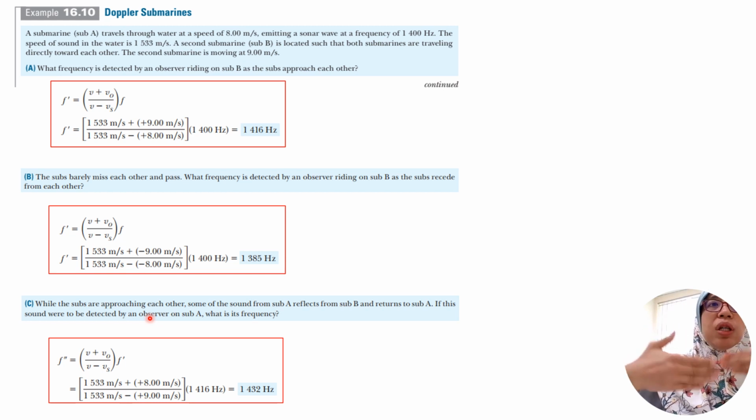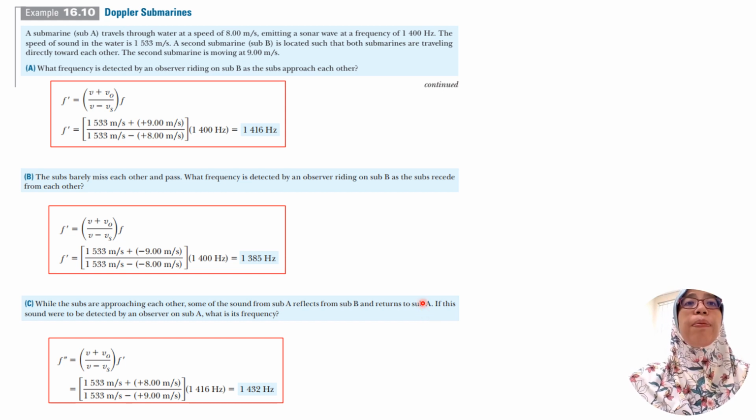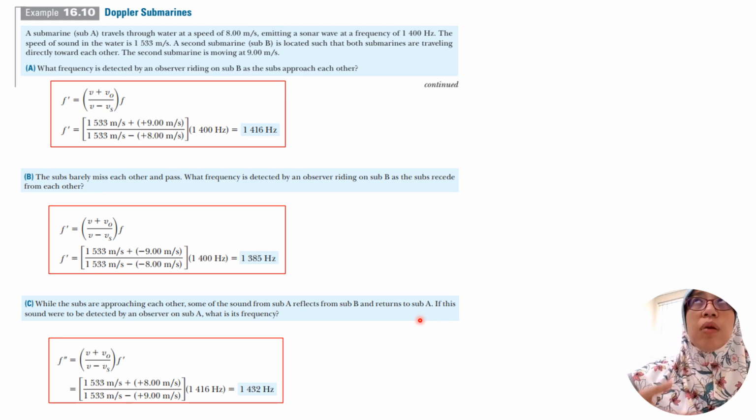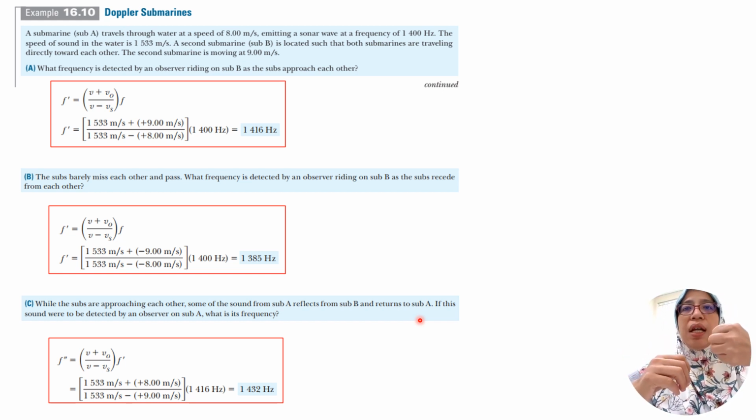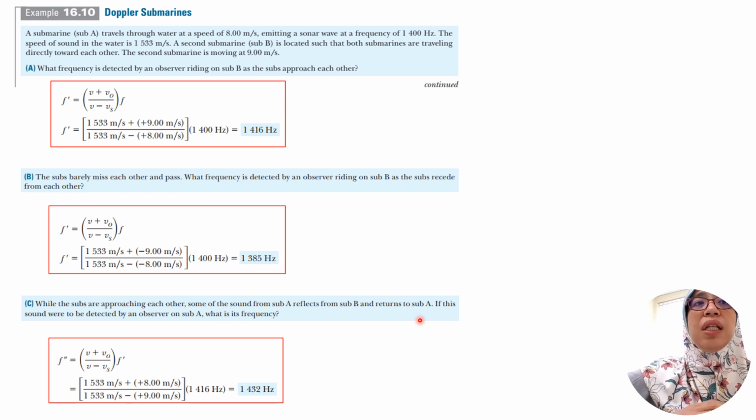Okay. Now, while the subs are approaching each other, we are coming back to the original situation earlier. Some of the sound from sub A is reflected from sub B and then returned back to sub A. So now what happens is sub A turns out to be the observer. The original idea is that sub A emits sound, but that sound gets reflected by B and B sends it back. I am sending you back the sound, so now you are the observer. So how do we deal with this case?